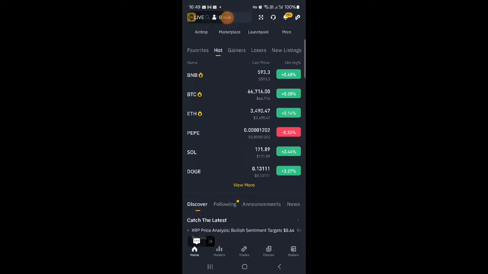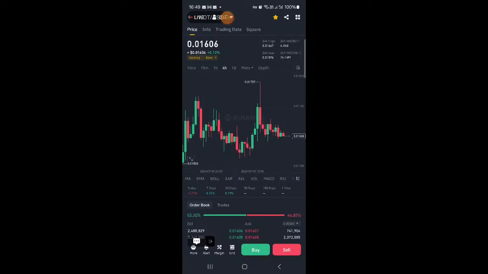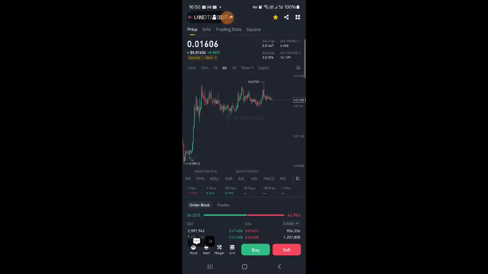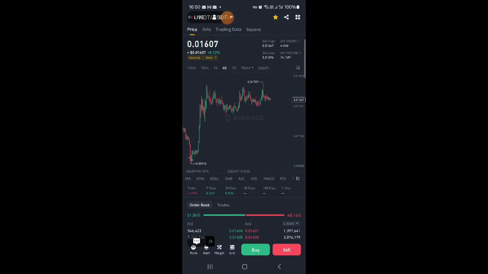So when you log into your Binance app, you are likely to come to this particular page. Once you are here, you just go over to trades. Being on trades, let's head over to the charts and see what's going on. Mainly looking at this, it is on the 4 hours time frame, and NOT/USDT is the coin pair.